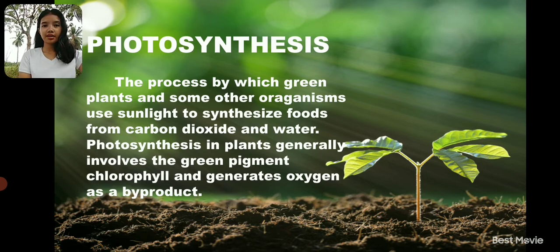Photosynthesis is the process by which green plants and some other organisms use sunlight to synthesize foods from carbon dioxide and water. Photosynthesis in plants generally involves the green pigment chlorophyll and generates oxygen as a byproduct.